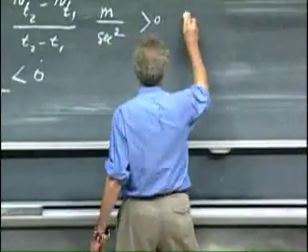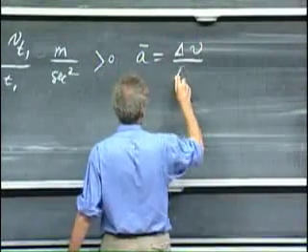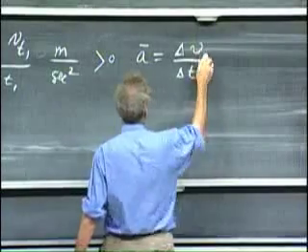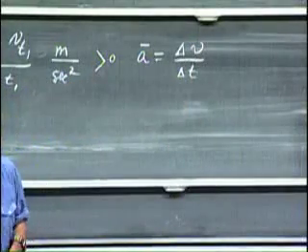So you can also write down that the average acceleration, if you like, is delta v divided by delta t, but you must be careful because the delta v is sign sensitive. You must obey your sign convention.